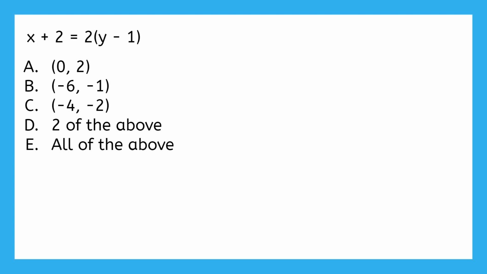All right, last example, and this time we have to check all the answers because it could be several or even all of them. If we use 0 for x and 2 for y, we get 2 on the left and 2 on the right. So the ordered pair 0, 2 works.